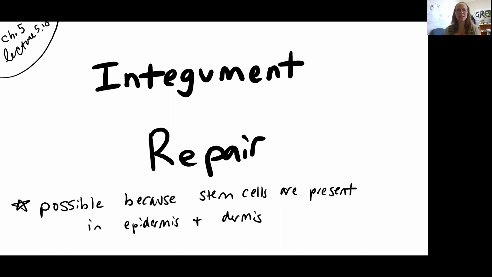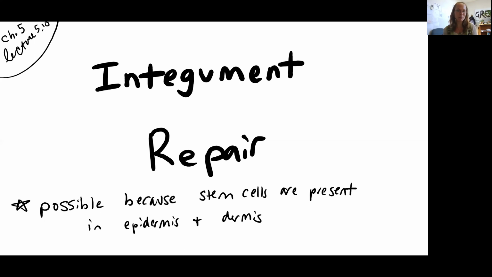Our topic here is integumentary repair. Specifically, we're looking at the repair of the cutaneous membrane, which remember is made up of two layers, the epidermis above and the dermis below. Now, we're able to repair our skin, cutaneous membrane, because there are stem cells present in both of those layers.